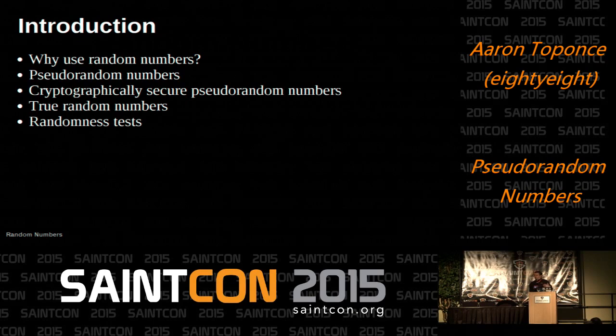This is pretty much going to be the overview of my presentation. I'm going to discuss what random numbers are, and then we'll jump right into the three classifications of random numbers: pseudo-random numbers, cryptographically secure pseudo-random numbers, and true random numbers. And then we'll talk about some randomness tests and wrap up with some afterthoughts.